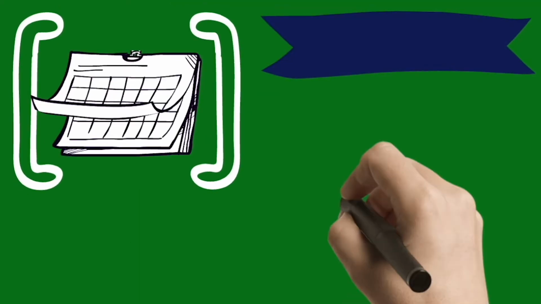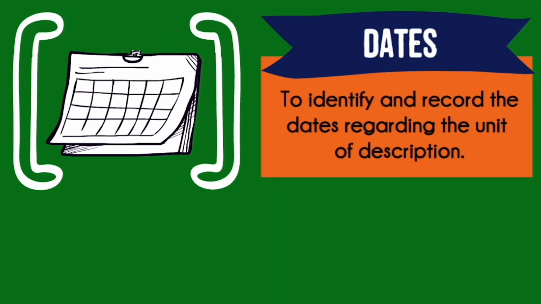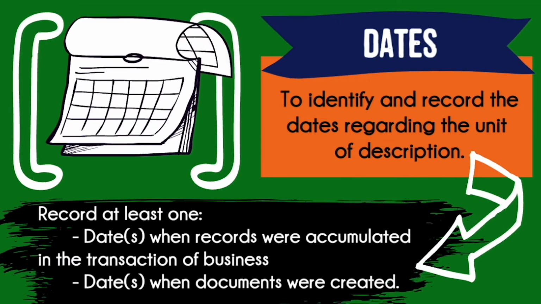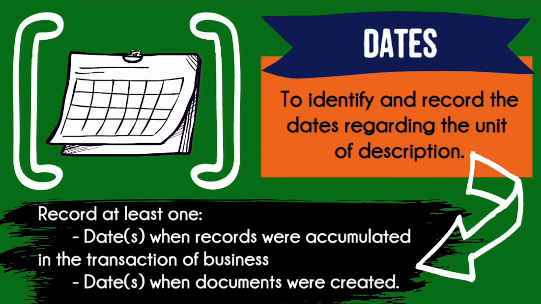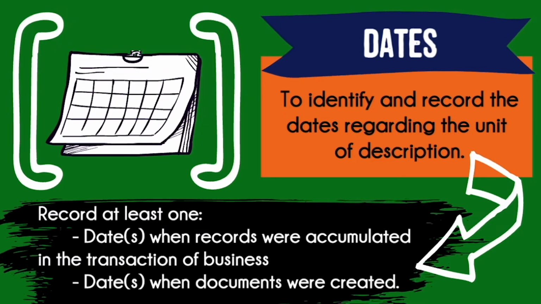The next core element is the date. Its purpose is to identify and record the dates of the unit of description. The archivist must record at least one of the following types of dates, which is first, the date when records were accumulated in the transaction of business or the conduct of affairs, or the dates when documents were created.